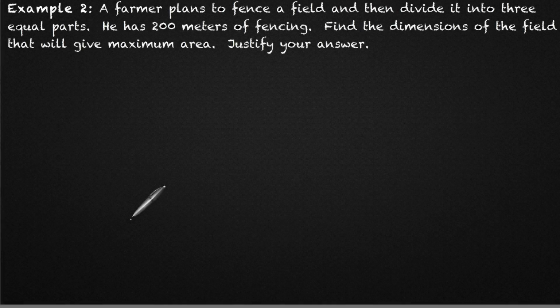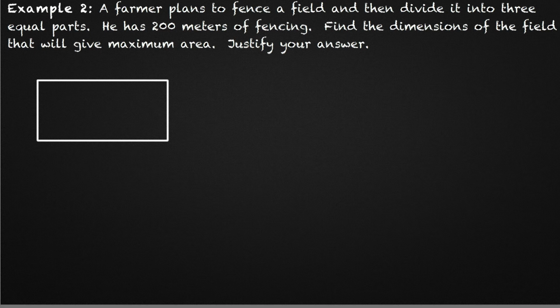Example 2. A farmer plans to fence a field and then divide it into 3 equal parts. He has 200 meters of fencing. Find the dimensions of the field that will give the maximum area. All right, so let's see if we can draw our picture here. We have some sort of rectangular field, and we're going to break it up into 3 equal parts. So that's going to be 1, and that's going to be 2. That doesn't look equal, but you get the point.